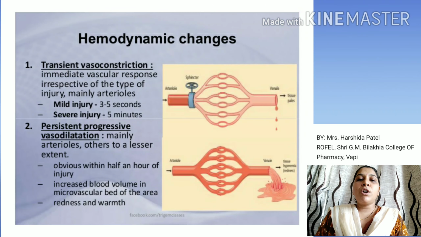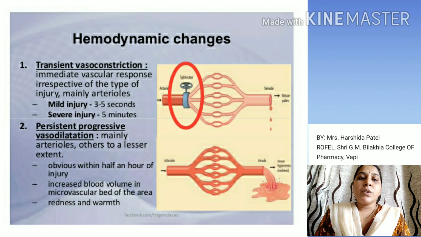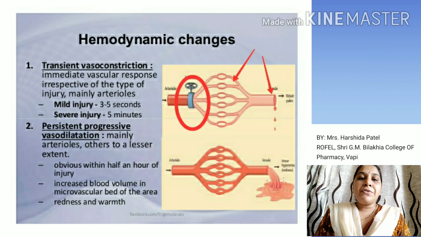Okay, so hemodynamic changes are again divided into 5 stages. The first one is transient vasoconstriction. The first change that is observed in hemodynamics is transient vasoconstriction. Here in the figure you can see that there is a sphincter. The sphincter is the sign of the constriction. After the sphincter you can see that there is low blood flow. Ultimately it results in very little blood flow in the next area. This is called the transient vasoconstriction response.